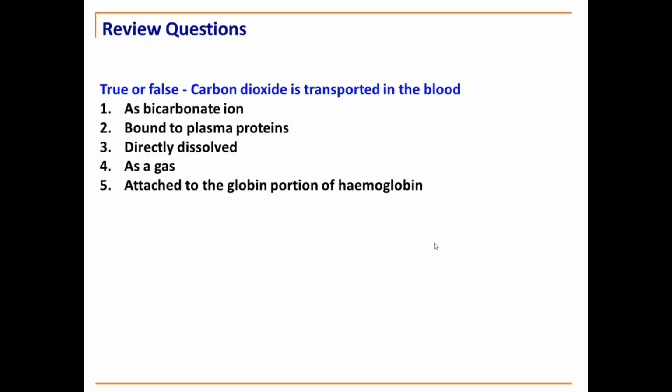So we're up to a review question already, nice and simple. So true or false for each of these? Carbon dioxide is transported in the blood... Each one's a true or false. Press pause, have a look, then we'll go through it.